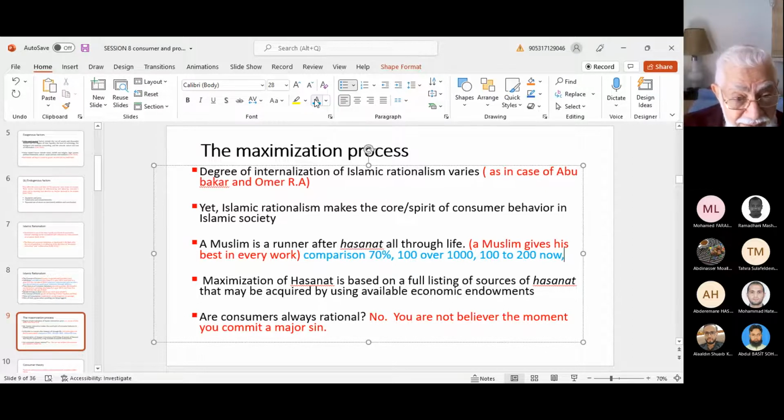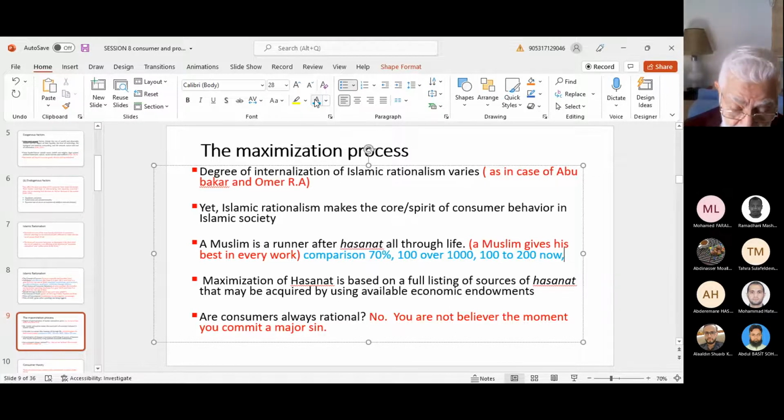Now, again, we want to discuss the maximization itself, the rationalization of the concept of maximization. Is it acceptable in our Sharia? What do you guys think? Is the concept of maximization acceptable in Sharia? Yes, sir, I think so. I believe it is acceptable.